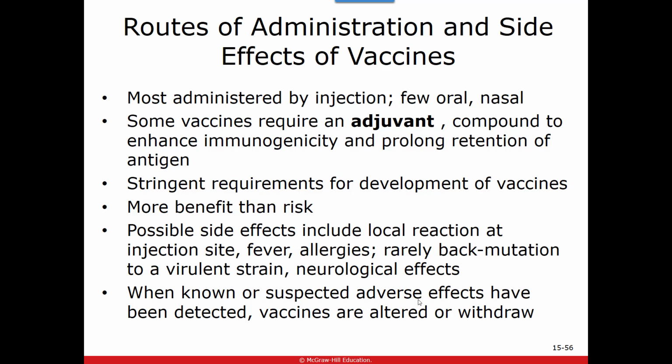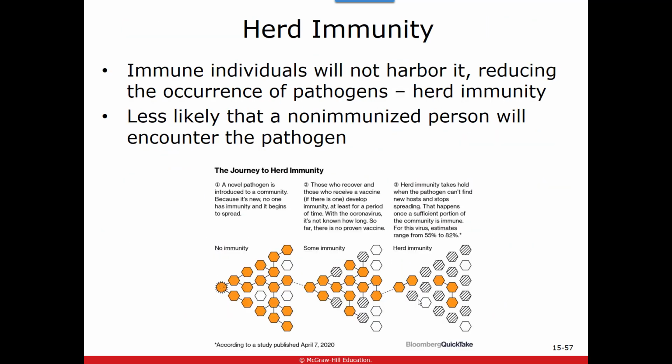Now, another thing that is also talked about with COVID-19 is herd immunity. Herd immunity really means that if enough immune individuals are out there, meaning they've already had it, they've developed an immune system response to it, they're not going to be able to harbor the virus, and it means it can't spread. So it's less likely that a non-immunized person would even encounter it.